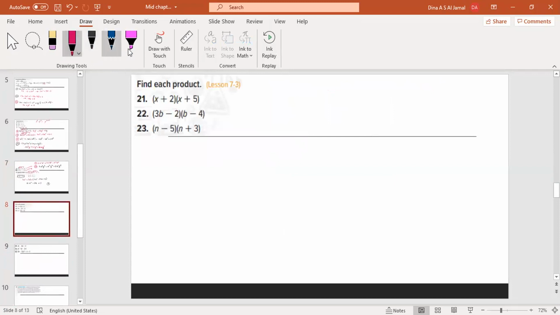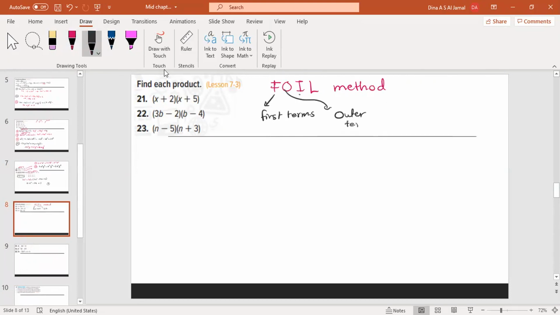Find each product. Now you are having two binomials being multiplied together. So this will be done using the FOIL method. And we know that F means first terms, O means the outer terms, I means the inner terms, L means last terms. So let's solve it together.